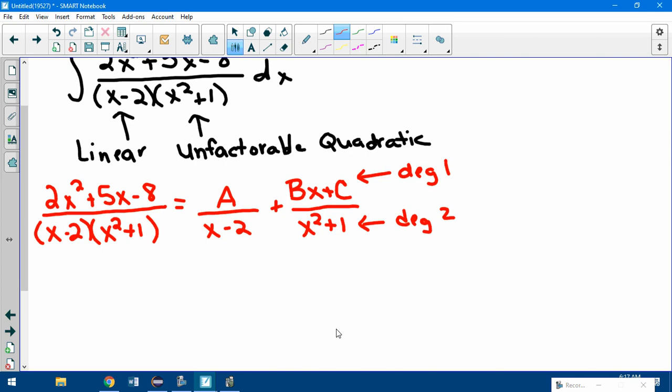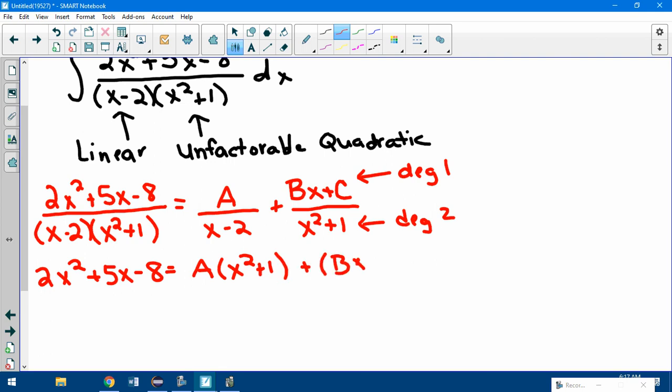Okay? So we do the next step much the same way. We're going to get common denominators. So when I get common denominators, we'll add these across, keep the denominators the same, so the denominators kind of won't matter. But the numerator needs to equal 2x squared plus 5x minus 8. This first fraction is going to need to get multiplied by x squared plus 1. So a will get multiplied by x squared plus 1. And this second fraction, bx plus c, the whole numerator, has to get multiplied by what? X minus 2.